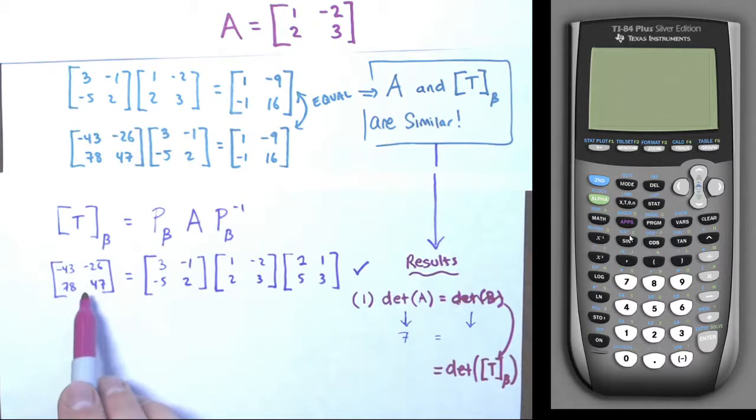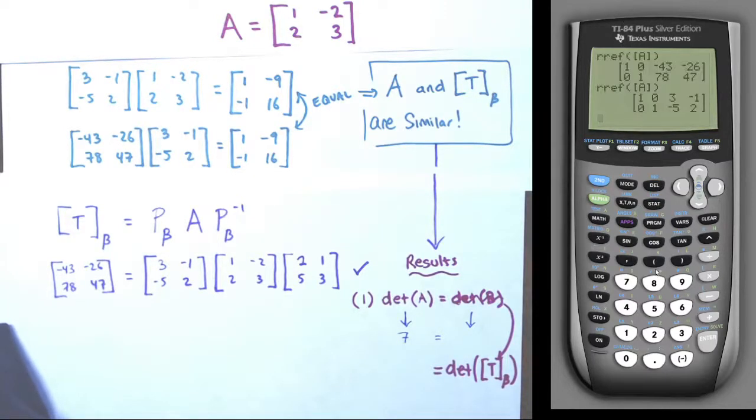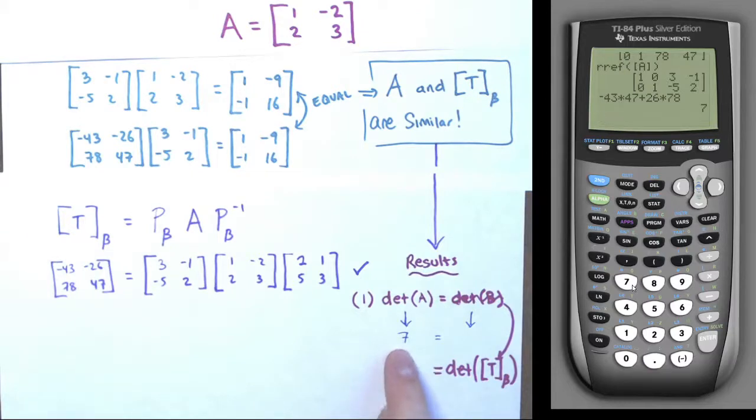And here it is. If you take negative 43 times 47 and then subtract negative 26 times 78, I should get 7. Let's see if that works out. So, negative 43 times 47, and then you'll have minus a negative, so I'm just going to put plus the 26 times 78. And this should also be 7. If they truly are similar matrices, their determinants should be the same. I said it was 7 earlier. Sorry, all over the place all of a sudden.